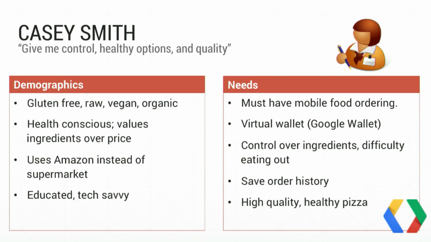So if you notice, Casey Smith, she shops on Amazon, so she's already an online shopper. She's pretty educated and tech savvy, and she likes to use Google Wallet. So we can tell that a seamless checkout experience would be really important for her. And of course, she values high quality pizza.